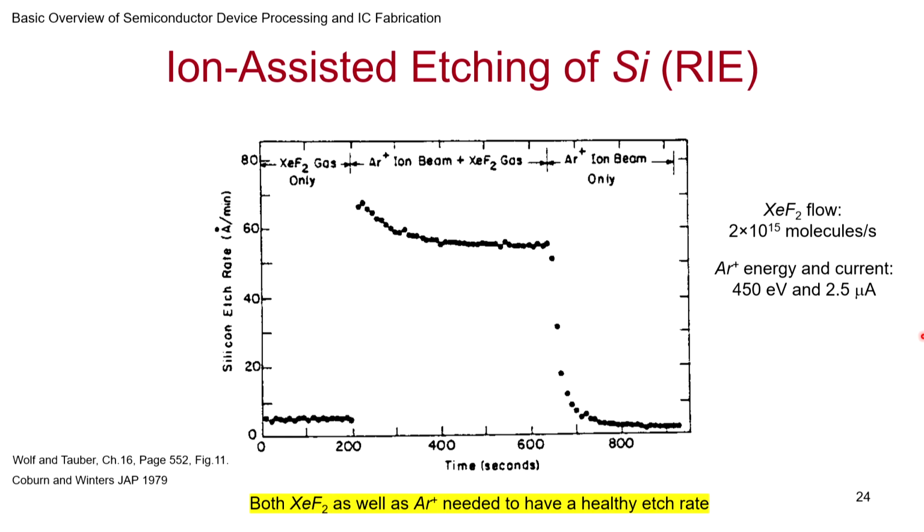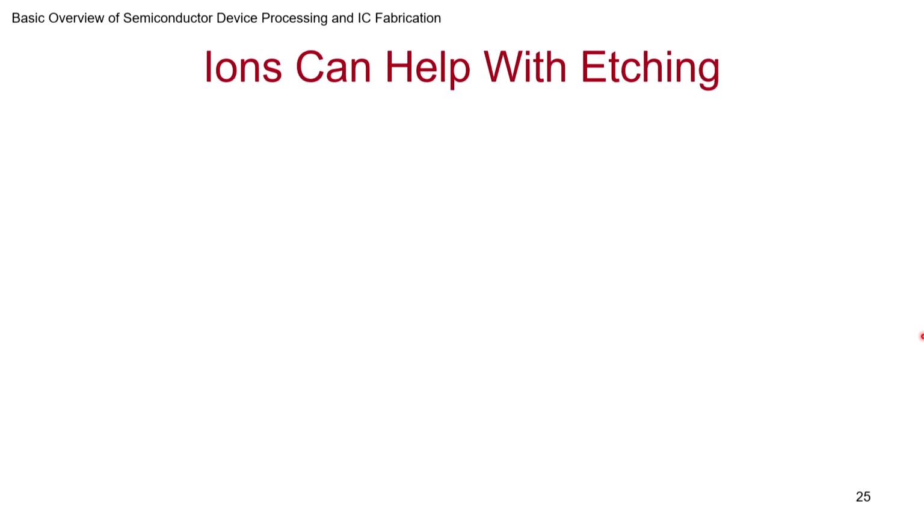So you need the physics of bombarding with ions, and you need the chemistry of these atoms coming, reacting and going away. If any one of them stops, the whole reaction stops. So it's working in combination. That's what is exciting about this particular thing. So how do these ions help? Maybe a couple of theories and instances, depending on what it is.